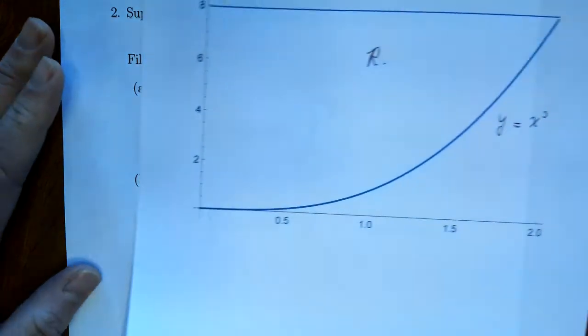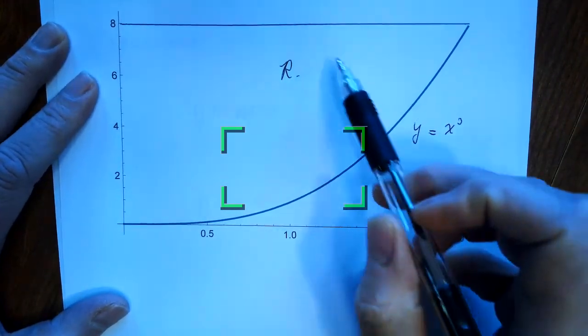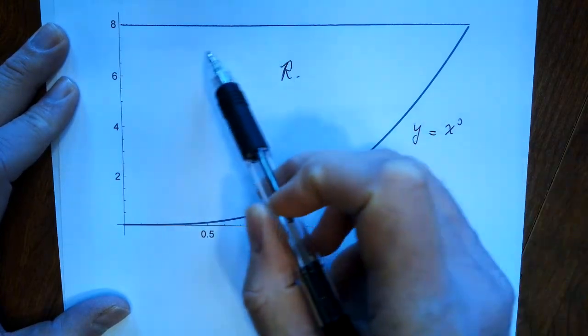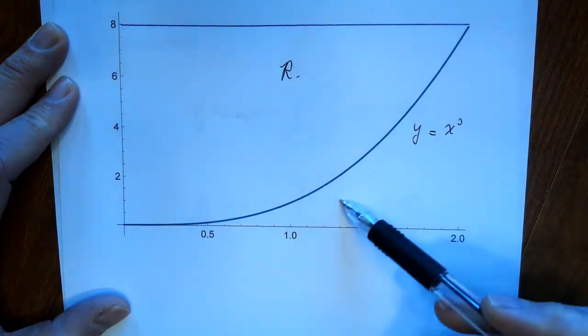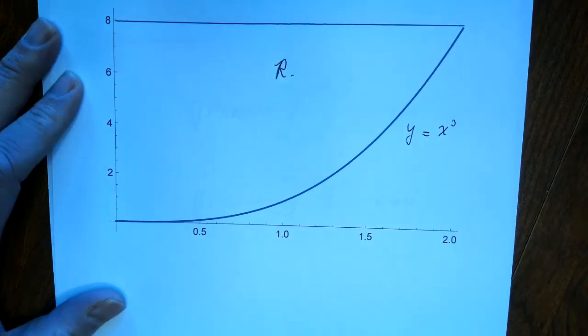Now here's a word of warning. If you don't put your endpoints in correctly, instead of generating endpoints that give you this region, you might accidentally be generating this region. So that's something that you want to check for.